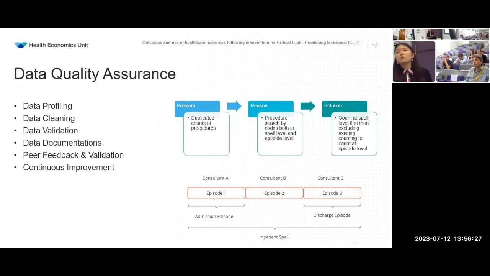This is the example for this QA problem that we met. And now I'm going to pass it to my colleague Santosh to introduce the analysis part. Thanks.